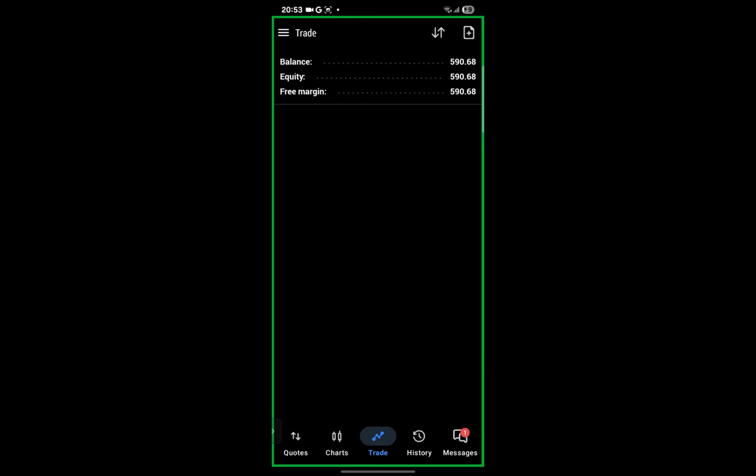The first one is quotes. The second one is charts. The third one is history. And the fourth one is trade. The fifth one is messages. So the ones you actually need are the quotes one and the charts.